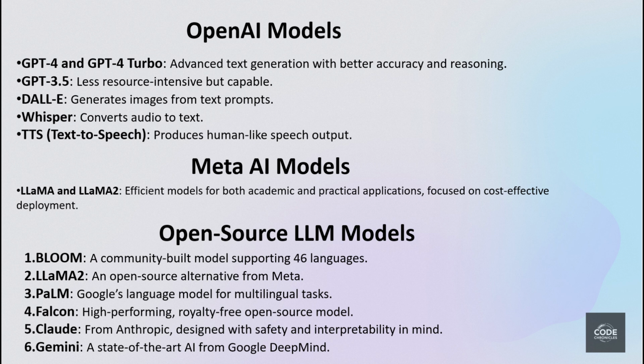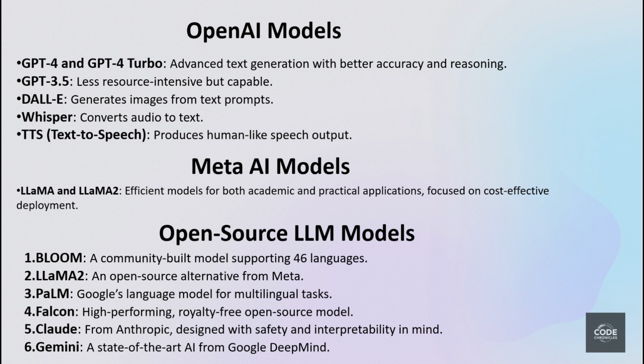OpenAI models. Starting with OpenAI, we have GPT-4 and GPT-4 Turbo, known for their advanced text generation capabilities. These models offer improved accuracy and enhanced reasoning abilities. Then there is GPT 3.5, which is less resource intensive but still incredibly capable. DALL-E, another groundbreaking model, creates detailed images from text prompts. Whisper converts audio to text, and TTS, or text to speech, produces human-like speech.